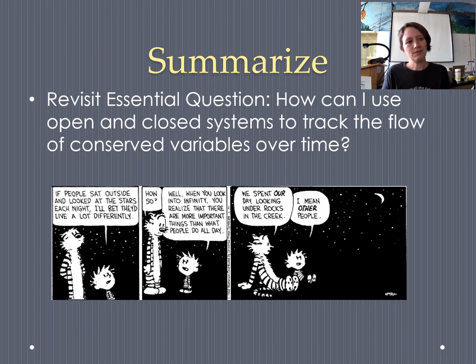Okay, we've reached the end of the video. Please take a moment to revisit the essential question, write down a summary or any other questions that may have come up for you. How can I use open and closed systems to track the flow of conserved variables over time? And then pause the video and take a minute to recap.